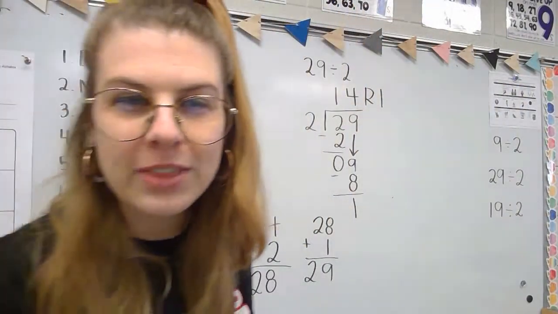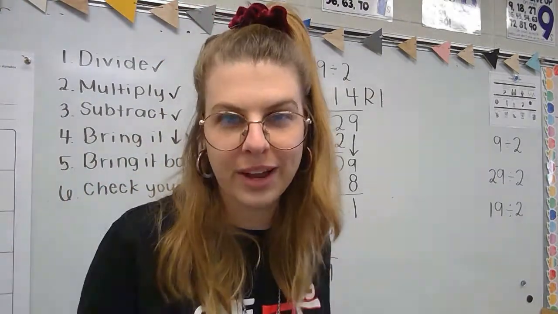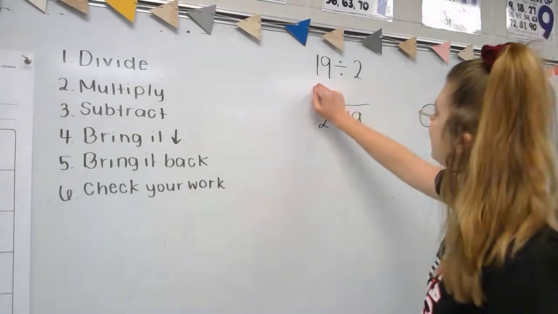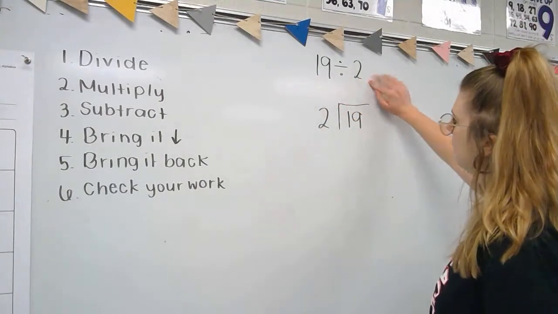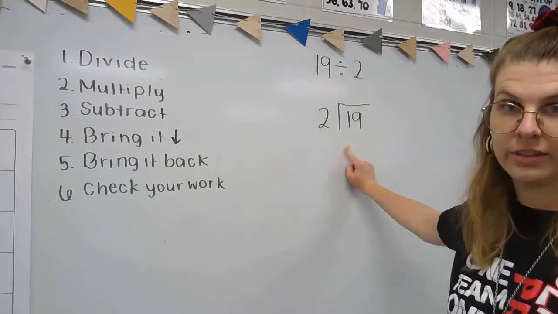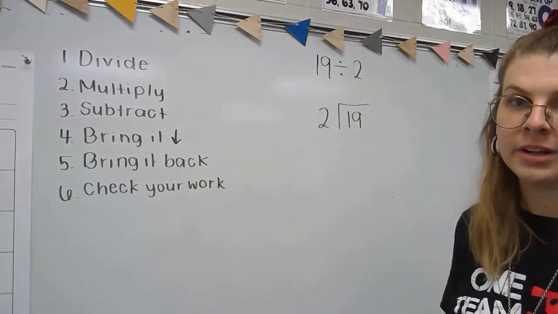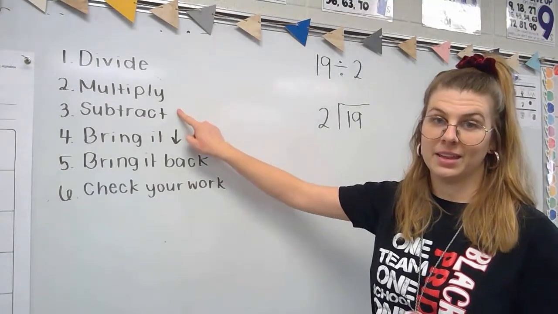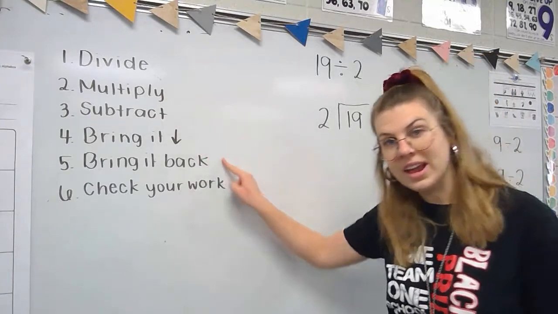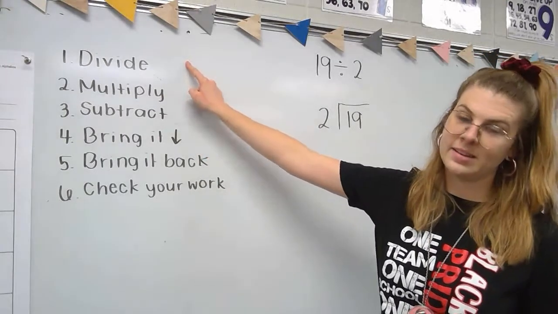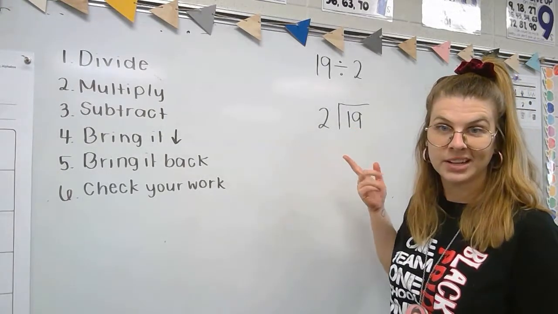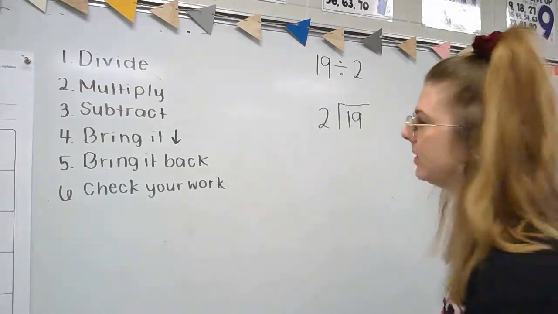You got 1 more to go in this video. You're nailing it. You're doing great. Give yourself some room for your next problem. Our next problem is 19 divided by 2, where 19 goes inside of the house and 2 is knocking on the door. And we need to start over with our steps. Divide, multiply, and subtract. Bring it on down and bring it on back. Especially since we have 2 digits, we're going to have to bring some things down, right? Well, let's see. Let's practice.